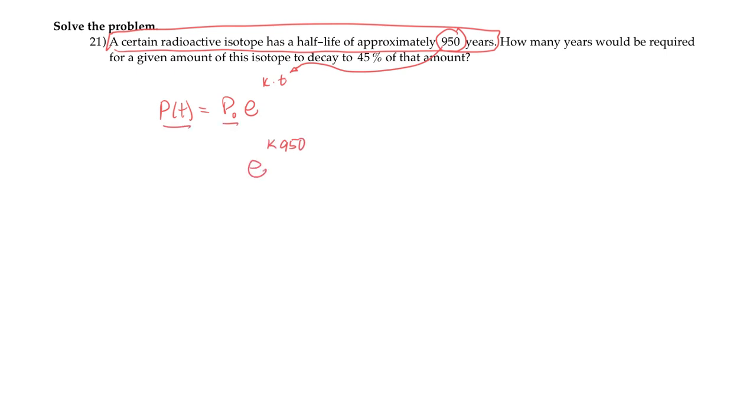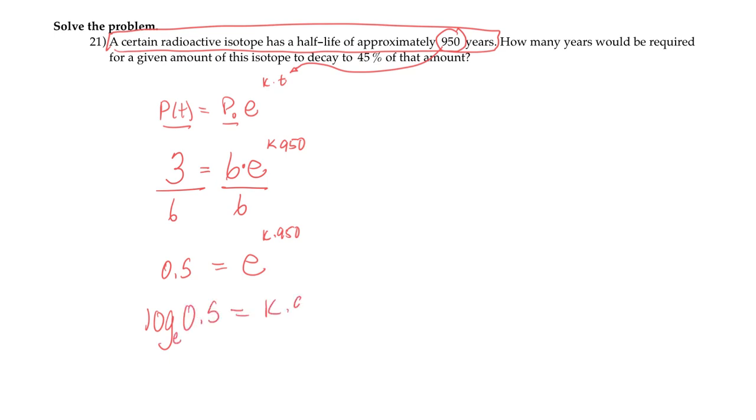Now P0 and P of t, they say half-life. Half-life means it starts at a certain weight and goes to half of that. So say we start at 6. After 950 years, the weight will be down to 3. To solve this equation, we've already done a few dozen of these. Divide both sides by 6. So I get 0.5 is equal to e to the k times 950. Then I'll change it to log form. So log base e of 0.5 is equal to k times 950. Then I'll divide both sides by 950.